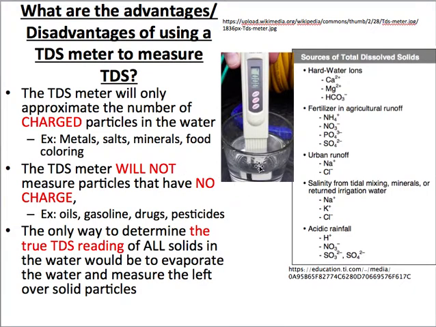The only way that we can measure the true TDS of a water that includes all the oils and gasoline and all the charged particles is to evaporate out all the water and weigh and measure and analyze whatever's left behind, which takes a lot of time and a lot of really special equipment. So we're not going to be doing that. We're just going to be using the TDS meter. Just keep in mind it's only going to read the charged particles, okay?